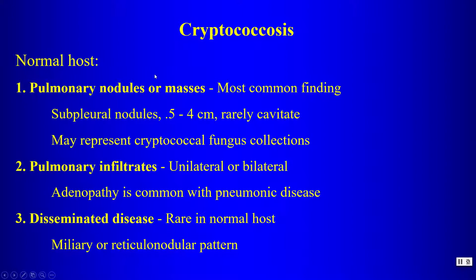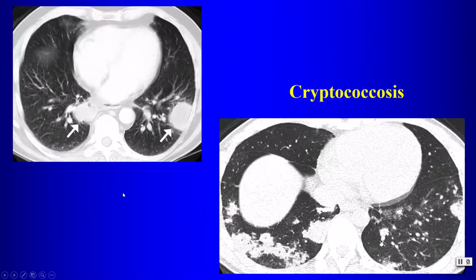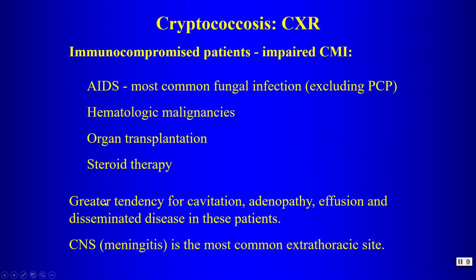So in normal hosts, we might have nodules or masses, we might have consolidations, and as with all fungal infections, you can have disseminated disease, you can have miliary disease. So nodules or masses are very common. That's the most common finding with cryptococcosis. So here we see these nodular opacities. More examples of nodular opacities from cryptococcosis. So again, it might simulate metastatic disease. This one has developed some cavitation, so we can also see cavitation within these lesions.